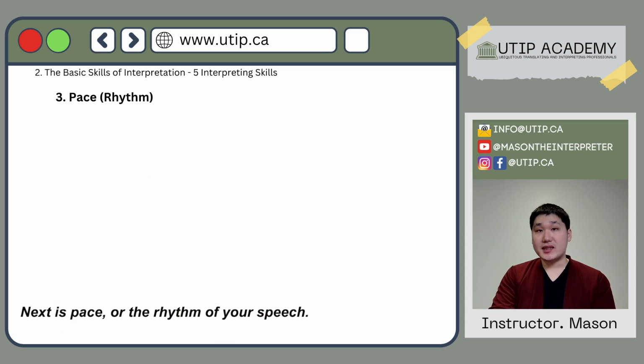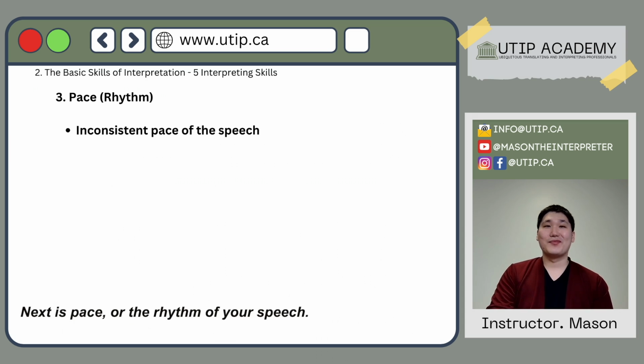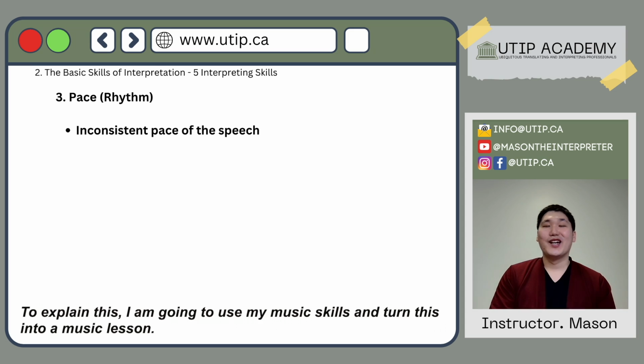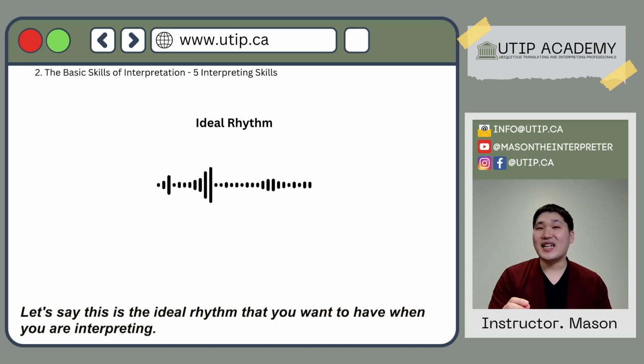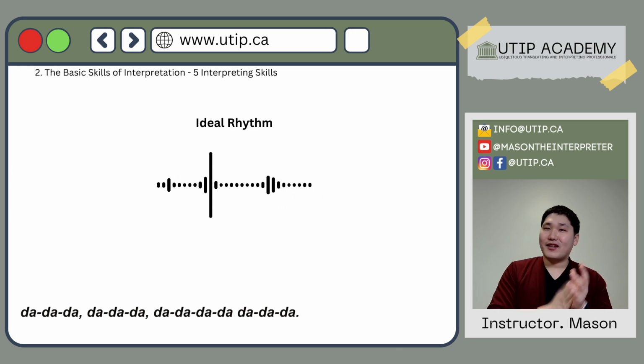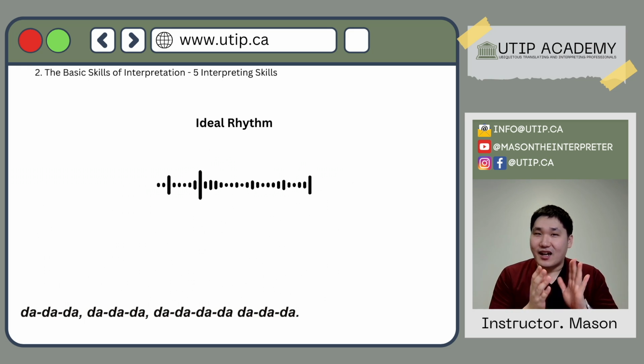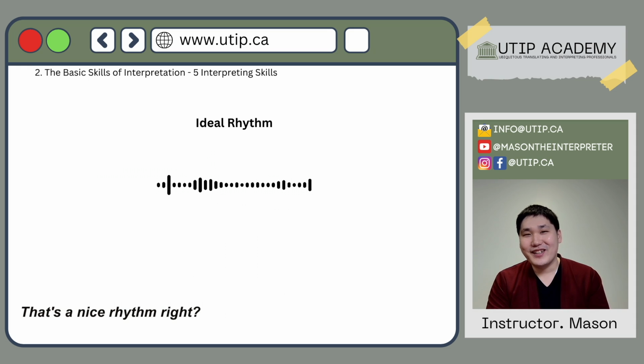Next is pace, or the rhythm of your speech. Specifically, I want you to talk about when your pace is inconsistent or choppy. To explain this, I'm going to use my music skills and turn this into a music lesson. Let's say this is the ideal rhythm that you want to have when you are interpreting. Da da da, da da da, da da da da da da da. That's a nice rhythm, right?